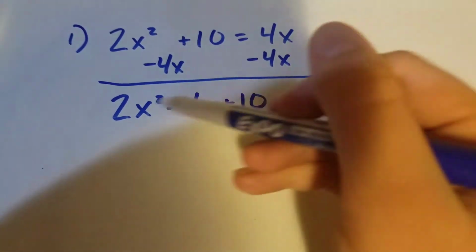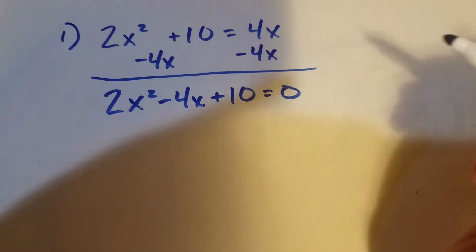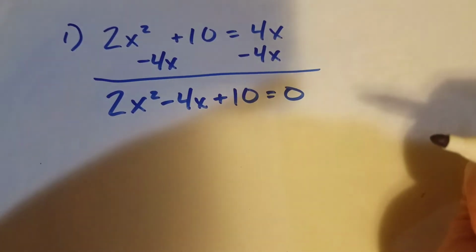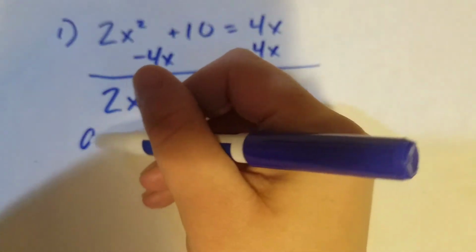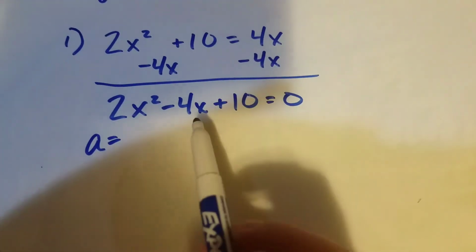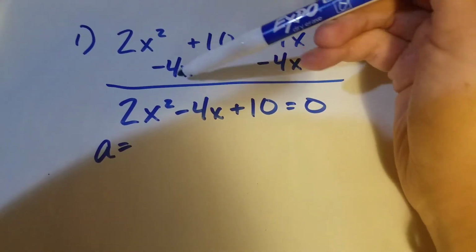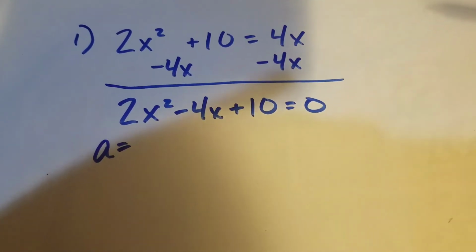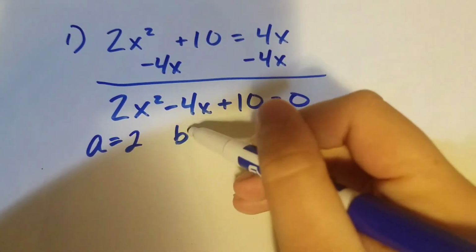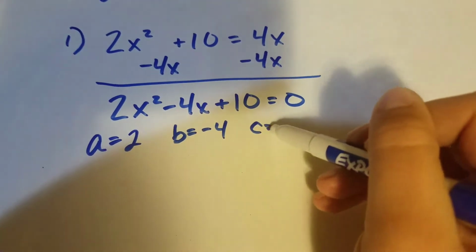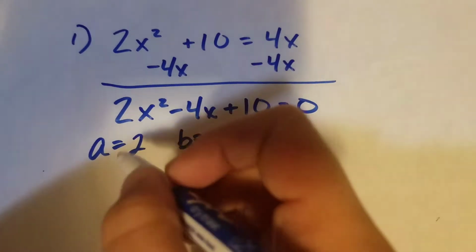Okay, so a couple things. We could reduce. You do not have to. So I'm going to show you what you would do if you didn't notice that it all reduced. So then we are going to identify our a, b, and c right now, making sure that our x squared term is written first, then our x, and then our 10, regardless of the way we started. So a is going to be 2, b is going to be negative 4, and c is going to be 10. Okay, from there we're going to plug into the quadratic formula.